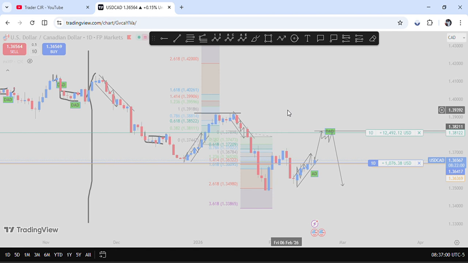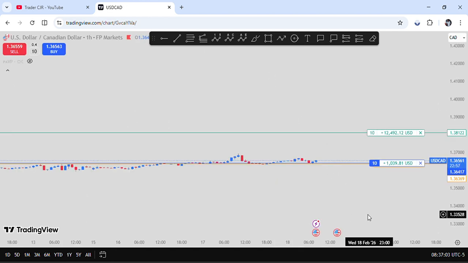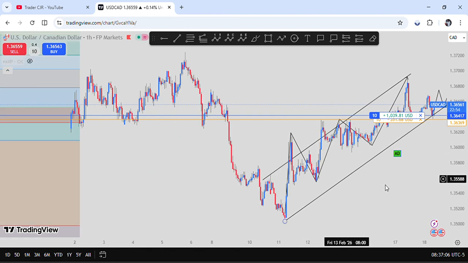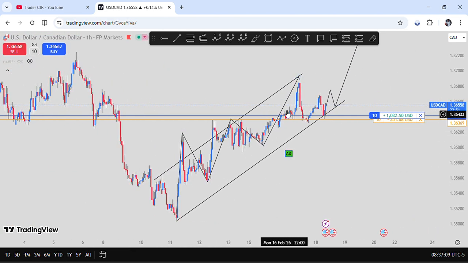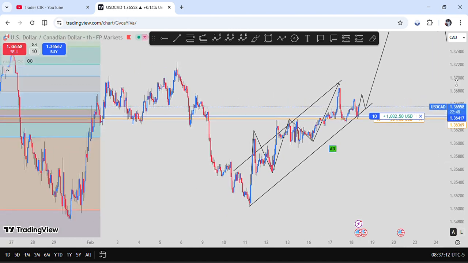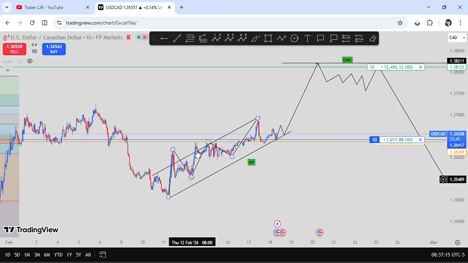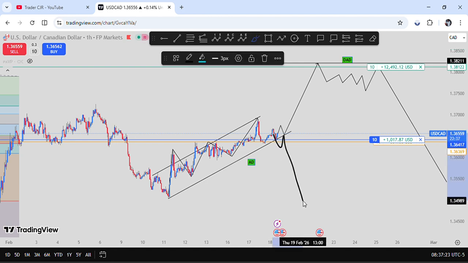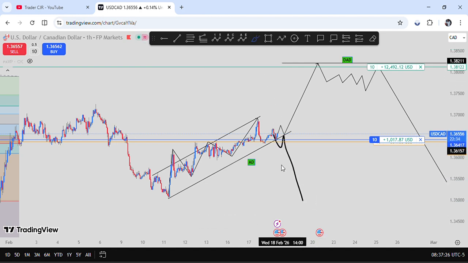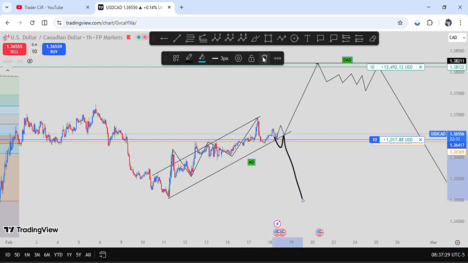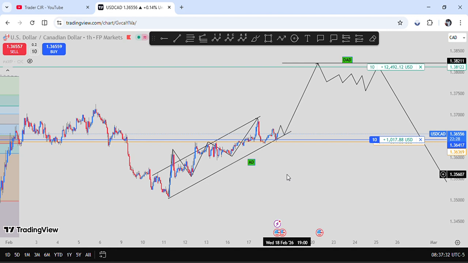Let's go to the hourly time frame. On the 1 hour time frame, you can see that price has been forming this channel here. Okay, price has been ranging in this channel, and for most traders, they were looking for the break of a channel to the downside and continue selling. But the reason why I wasn't looking for a sell is because we have not retraced enough to see price continuing to the downside.